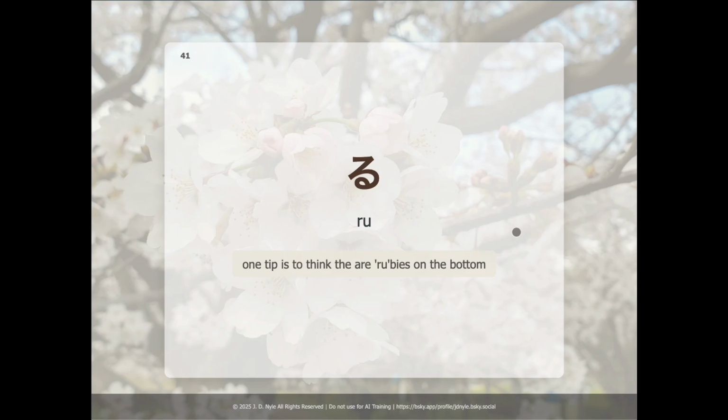So here we have ru. One tip that I've heard was to think of the bottom as rubies, and we'll come into why in a little bit. And we have re. Kind of looks like the ne that we saw earlier, but again, we have a hook instead of the loop. And here we have ro, so the rubies had rolled off. And we have wa. So this one is wa for when it's not a particle. So that's like watashi, we'll use this character.